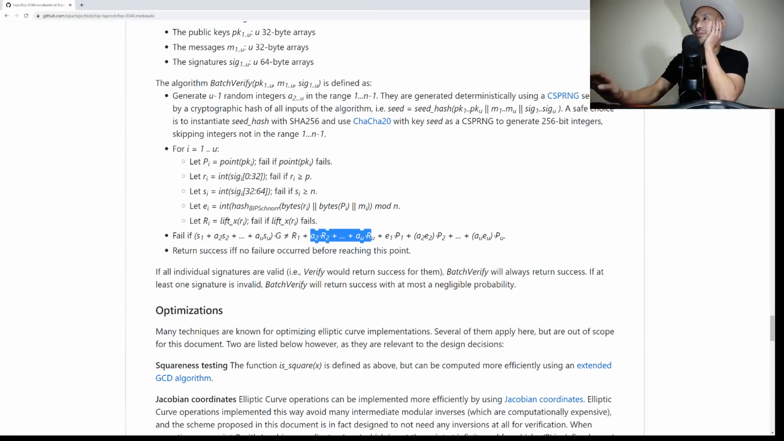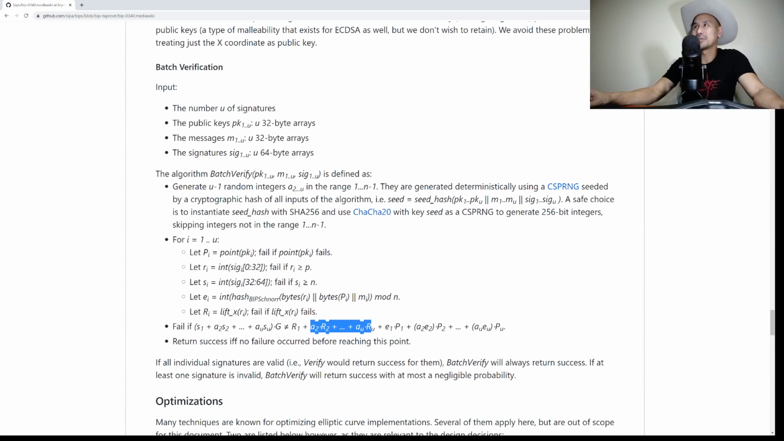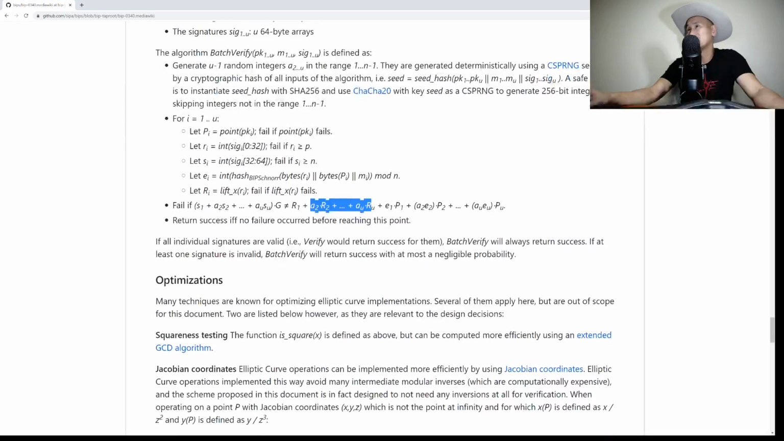Well done. If all individual signatures are valid, verify would return success for them, and batch verify will always return success. If at least one signature is invalid, batch verify will return success with at most a negligible probability, and that's an insanely negligible probability, by the way, on the order of 1 out of 2 to the 256 times. So that does speed up verification significantly, because you just keep a running total and you mod by n and so on. So this could be very, very efficient.